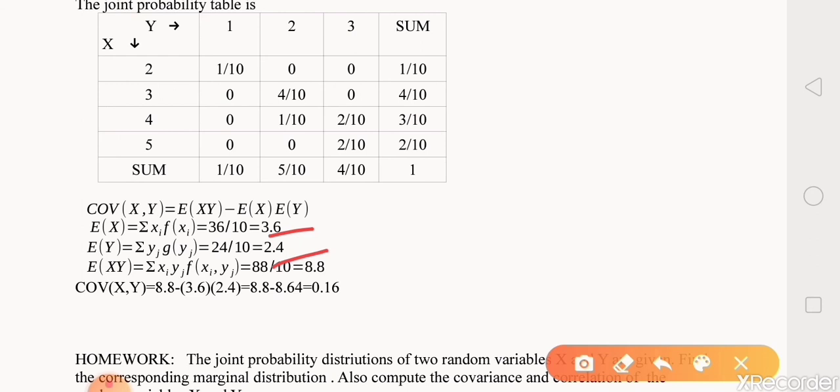We want expectation of xy. It is given by 2 into 1 by 10, remaining values is 0. 3 into 2 into 4 by 10 plus 4 into 2 into 1 by 10 plus 4 into 3 into 2 by 10 plus 5 into 3 into 2 by 10. It is enough if we consider the probabilities with the non-zero entries and corresponding xy values. So it is observed that expectation is 8.8. Hence, covariance of x comma y is 0.16.